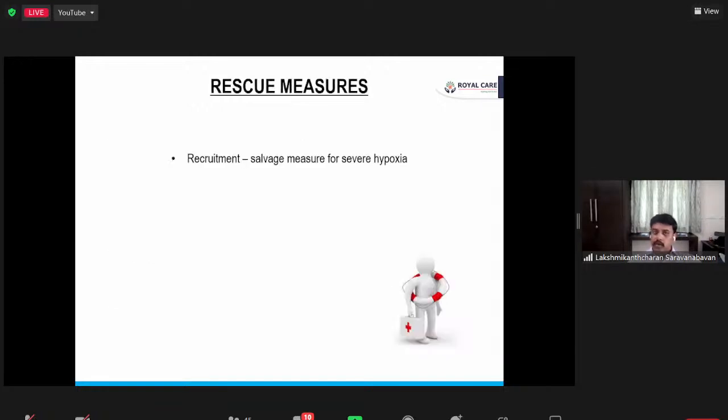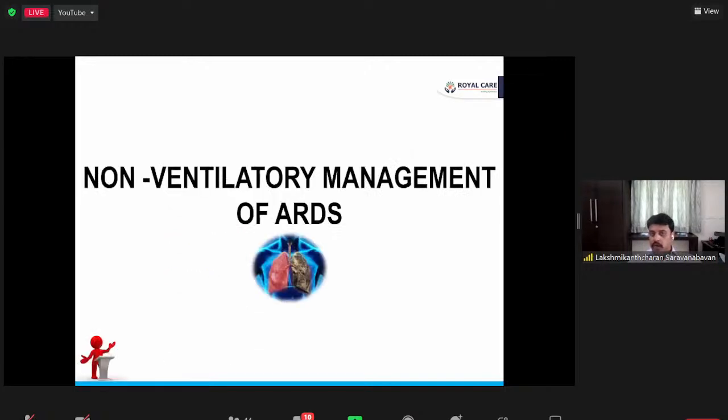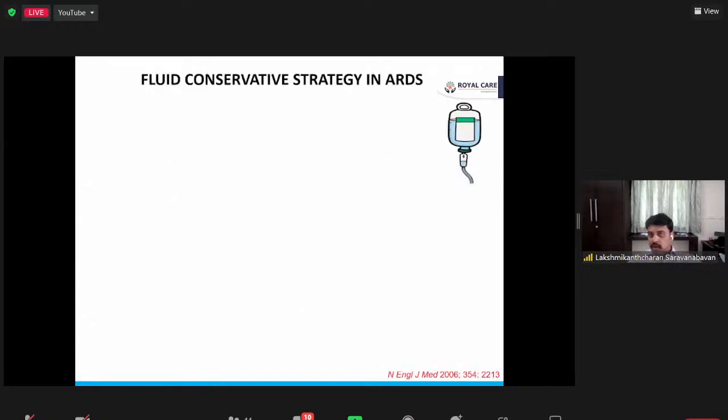If still hypoxic, rescue measures: recruitment not much useful. Inverse ratio ventilation, be very careful. Two things that you can definitely use are early proning and ECMO. HFOV, do not use, and neuromuscular blockade, if at all using, use it in the first 48 hours. These are all the ventilatory management.